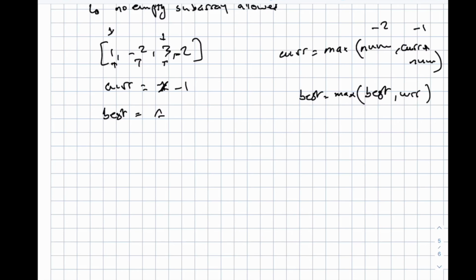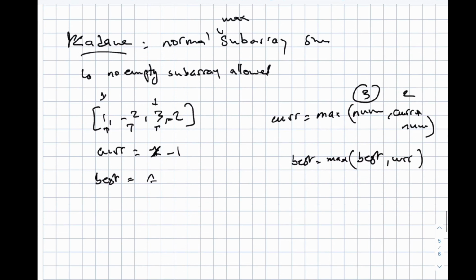We go to the next one, which is 3. So either we do 3 itself, or we do minus 1 plus 3, which is 2. Well, taking just the number alone is better. So you can see this is another case where taking just the number is better. By the way, if an empty subarray was allowed, this formula will change a little bit, where we would have 0 here instead of number, right? Because it's always better to take 0 than a negative number, right?